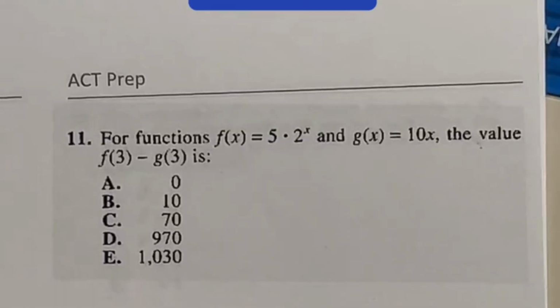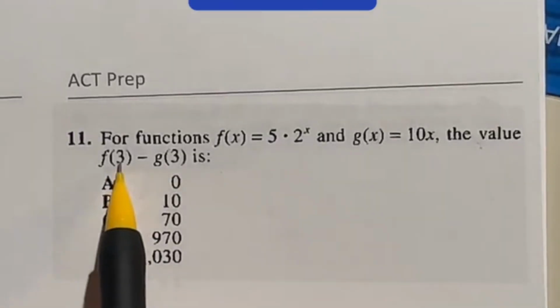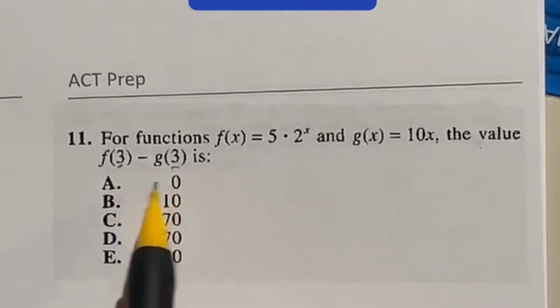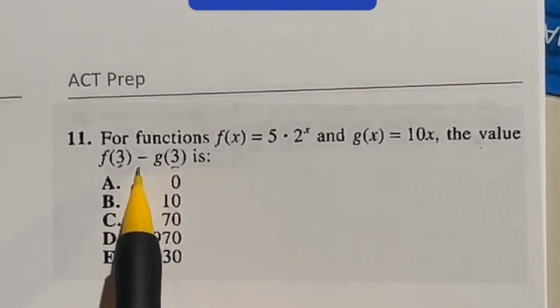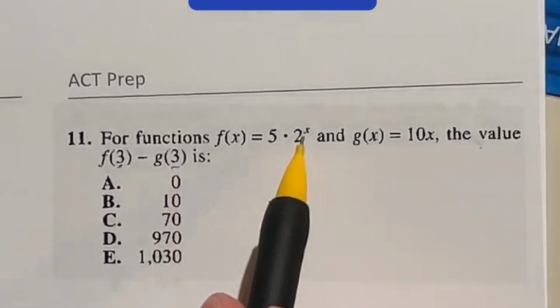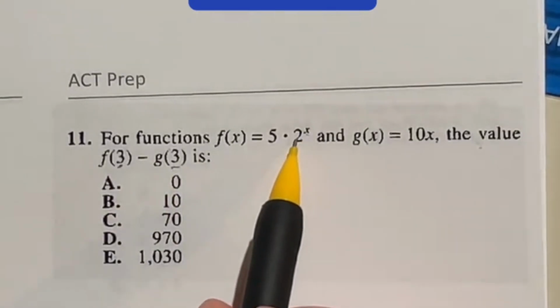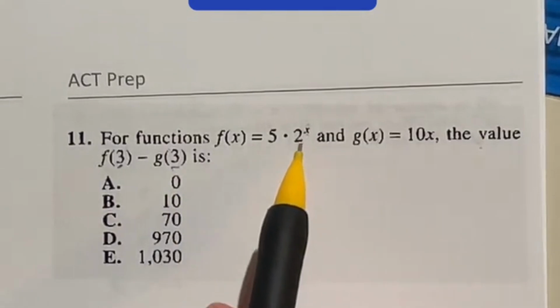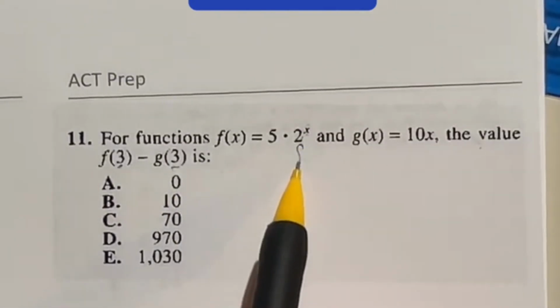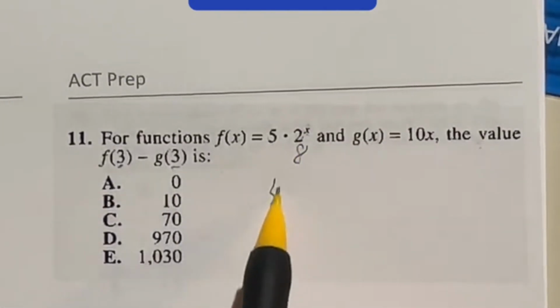Here's another one about function notation. So in this case, when you see the 3 inside, that means you're plugging it into that equation. Now it does say after we plug them into f and then into g, we're going to subtract the 2. So let's go ahead and plug the 3 in for x right here. Well, that means 2 to the third power. That means 2 times 2 times 2. That's going to give us 8, and 8 times that 5 is going to give us 40.